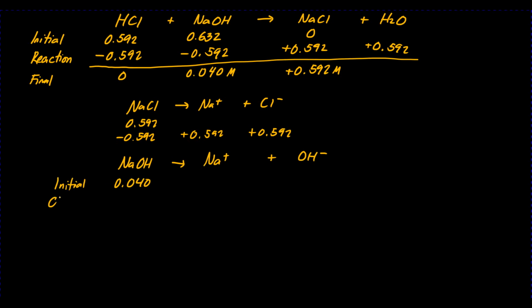So initial, and then the change is going to be all of it dissociated because sodium hydroxide is a strong base, and the sodium hydroxide will add 0.04 mole per liter of the sodium ion. Also take note that we can bring the value here.